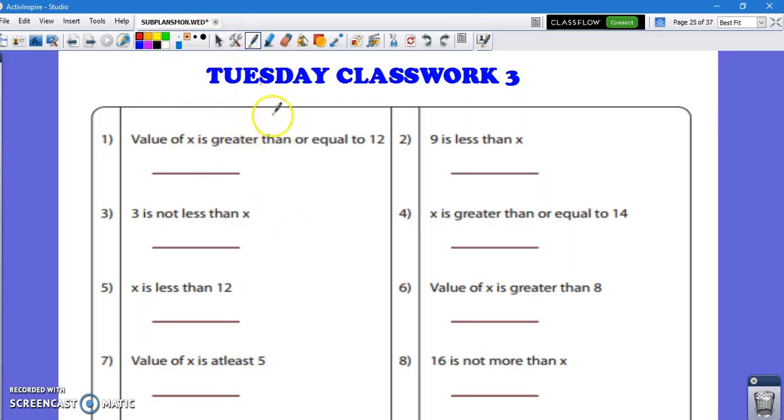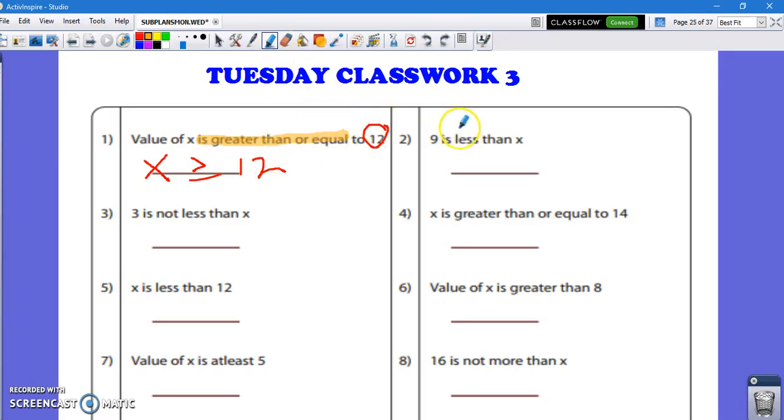What I first like to do is start with the inequality part. Is greater than or equal to. What does greater than or equal to look like? This. Then it says 12. Value is just meaning whatever the number x is. So there we have x is greater than or equal to 12 is what it's saying. Value of x is greater than or equal to 12. I hope that makes sense for you.